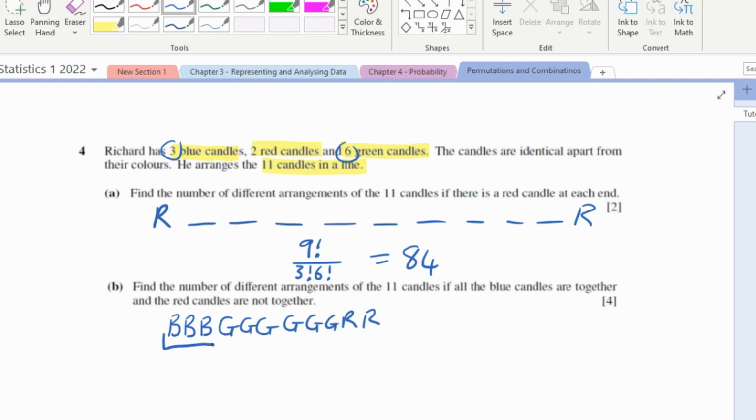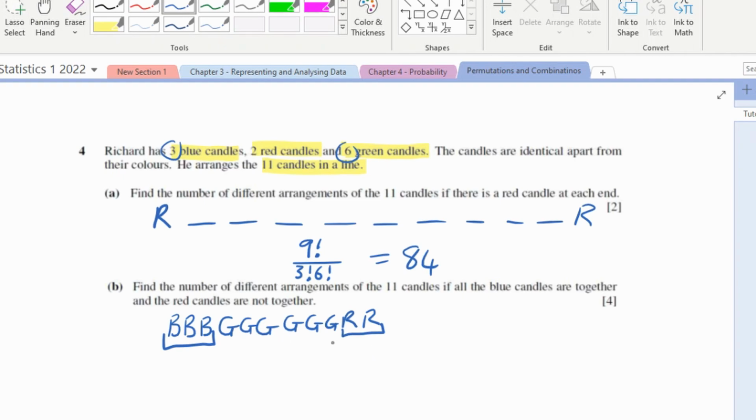Now, if the blues are together, we can count them as like one item. And then we've got to rearrange everything else. Now, I decided I'm going to rearrange everything else with the reds together. Okay? Because then we can do the total number of arrangements and then subtract the arrangements where the reds are together, and that should give us the ones where the reds aren't together. So that's a strategy I would use in this case.